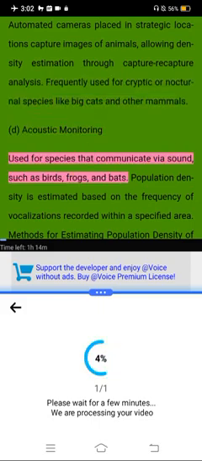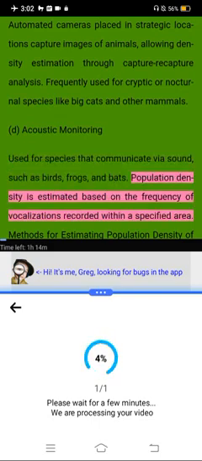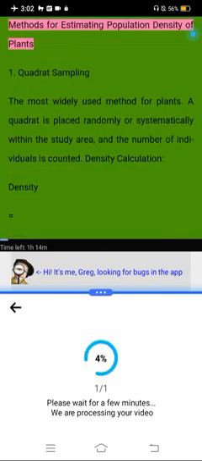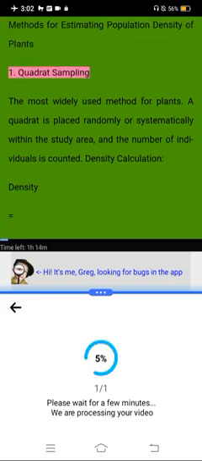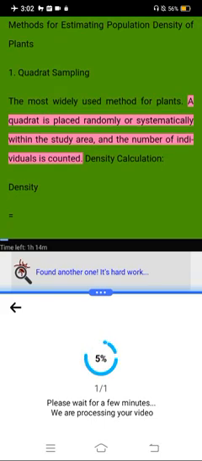D. Acoustic monitoring. Used for species that communicate via sound, such as birds, frogs, and bats. Population density is estimated based on the frequency of vocalizations recorded within a specified area. Methods for estimating population density of plants. 1. Quadrat sampling. The most widely used method for plants. A quadrat is placed randomly or systematically within the study area, and the number of individuals is counted.